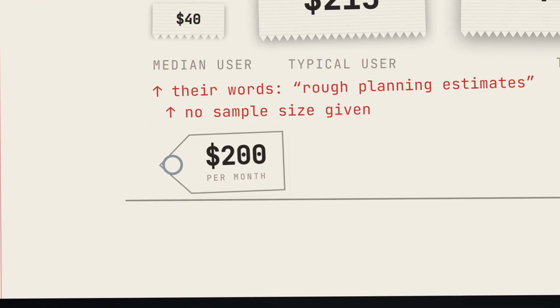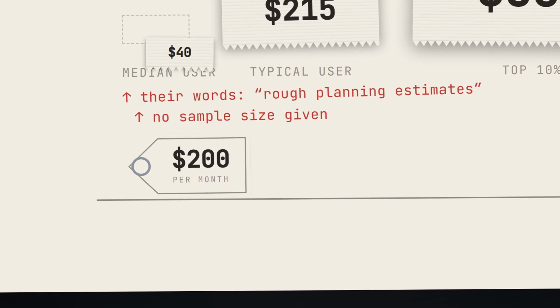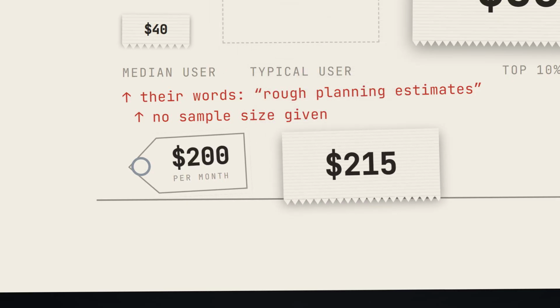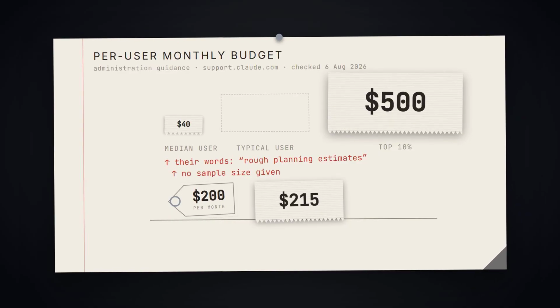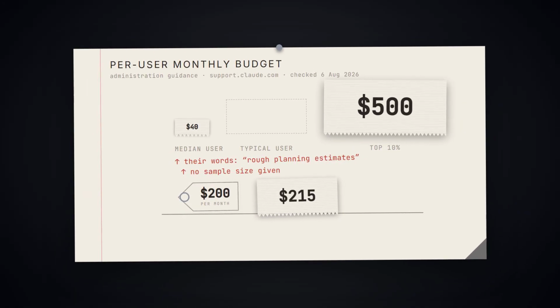If you're the median user, the $200 plan charges you 5 times what you use. If you're the typical one at $215, you'll land almost exactly on the price of the plan. For most people, the answer is already visible, and the screenshots have been pointing the other way. That's the middle. The 2 ends sit much further apart than the middle suggests.